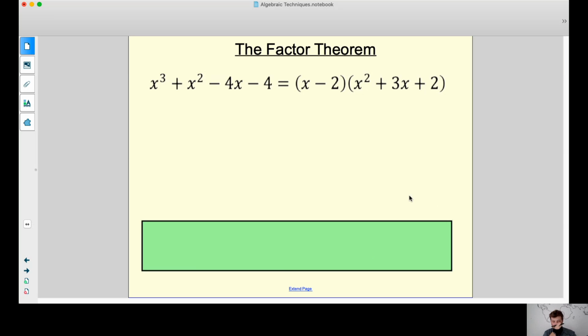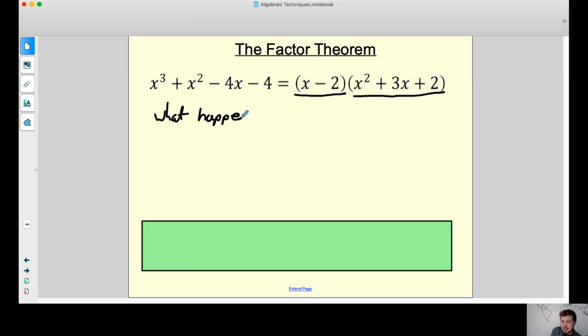So looking at this, we've got a question: x cubed plus x squared minus 4x minus 4 equals x minus 2 times x squared plus 3x plus 2. I can see that this cubic has a factor of x minus 2 and a factor of x squared plus 3x plus 2, or x plus 2 and x plus 1 if you expanded that. What's really useful to note, though, is if it's got a factor of x minus 2, what would happen?